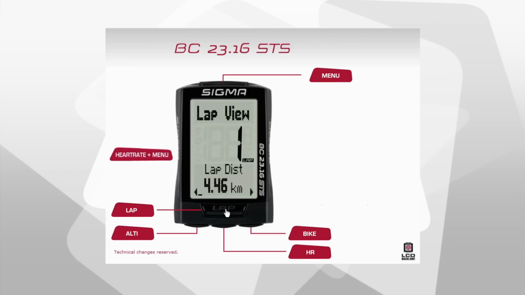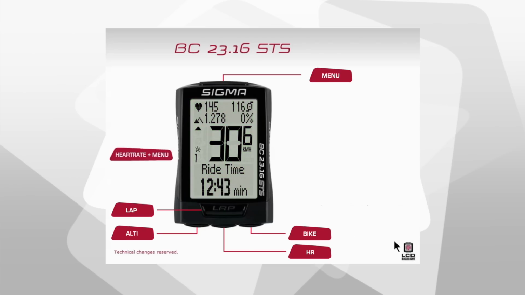To activate the BC 23.16's display light, simultaneously press the menu and the ALTI buttons. The light bulb icon on the left of the display indicates that the light is active. The next time you push any button, the light comes on. Press the same button again to display the desired function. To disable the display light, simply press the menu and ALTI buttons again.